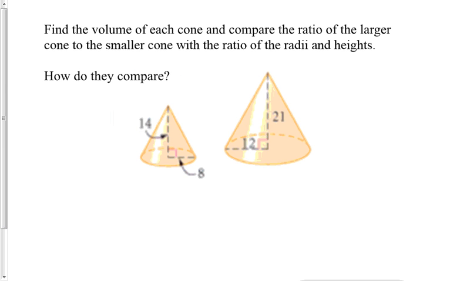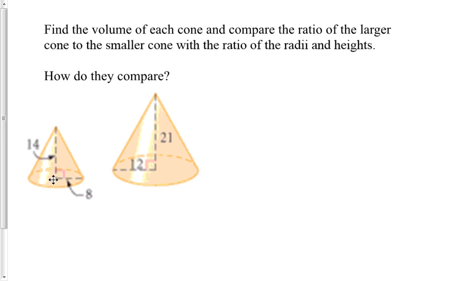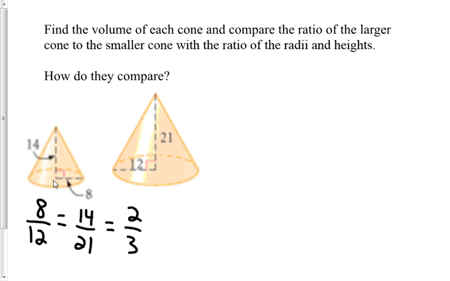Find the volume of each cone and compare the ratio of the larger cone to the smaller cone with the ratio of the radii and heights. How do they compare? So we know from the previous slide that the ratio of the radii and heights, 8 over 12 was equal to 14 over 21, and those both equaled 2/3. So we need to now calculate the volume of each cone and compare it to the ratio of 2/3, right?